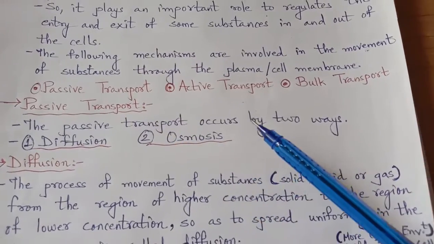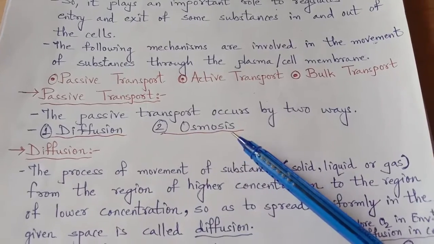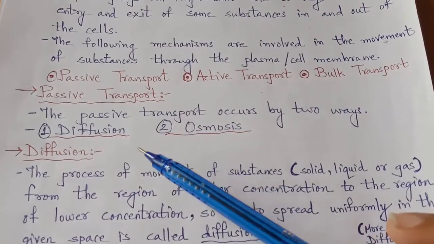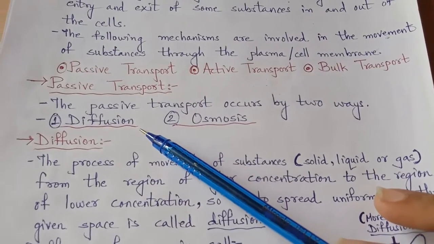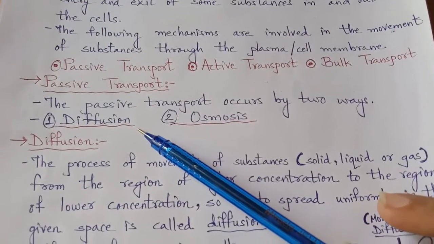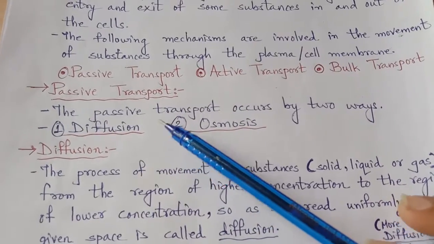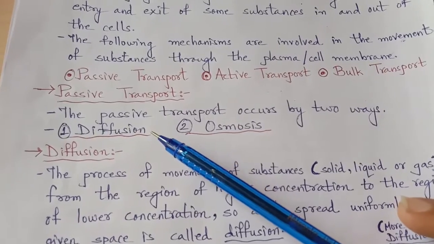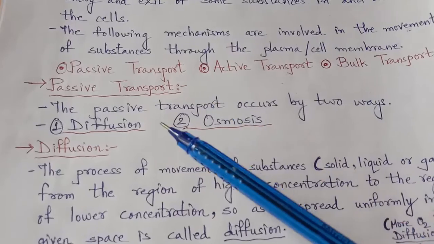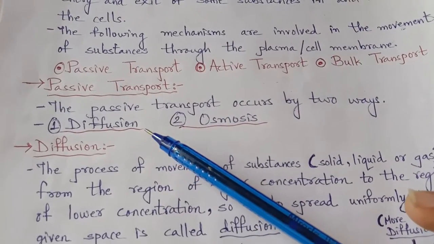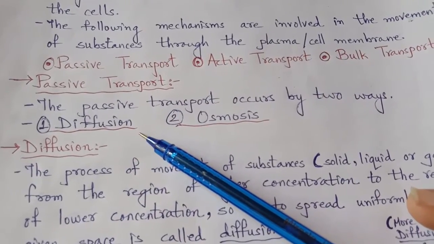The passive transport occurs in two ways. One is diffusion and one is osmosis. My dear students, in the first chapter, Matter in Our Surroundings, we have learned what is diffusion. The intermixing of two substances on their own without some external effect, without some external force, without some external energy, external factors. When they intermix themselves, they are called diffusion. They are undergoing the diffusion process.